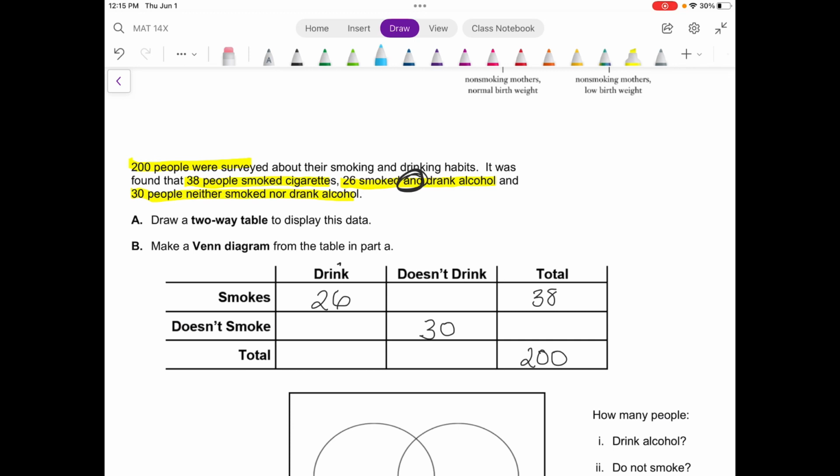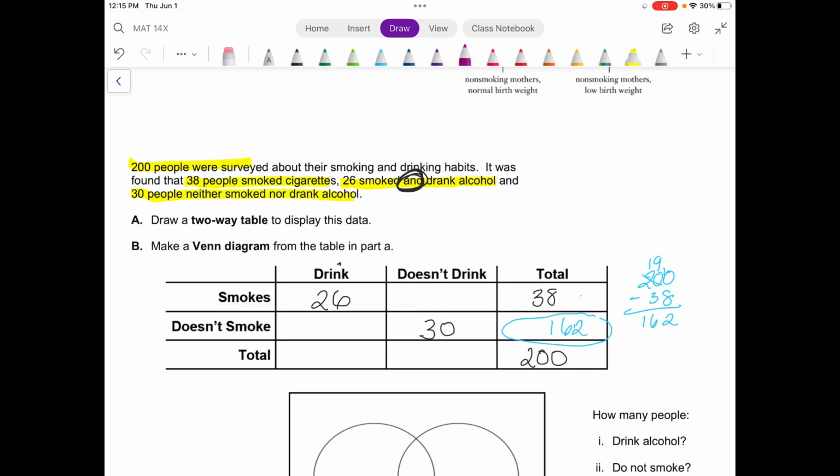So let's start right here with this total box. I'm going to circle it in blue. So I know that the 38 plus this blank need to total 200 people, because there were 200 total people surveyed. So if 38 smoke, then everyone else doesn't smoke. If I do 200 minus 38, I get 162. So 162 goes in the doesn't smoke row.